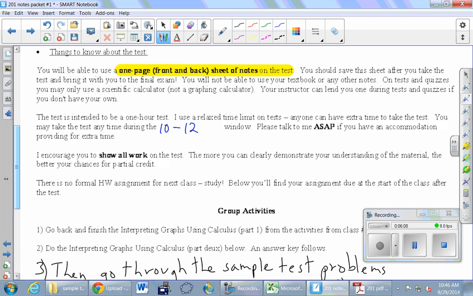As usual, show all your work. The more clearly you can demonstrate your understanding of the material, the better your chances for partial credit. There is no homework assignment for next class. You are going to study.